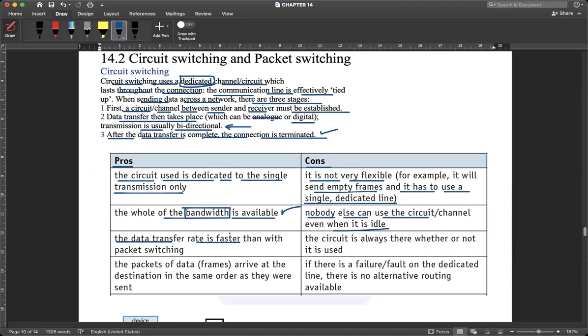Number three, the data transfer rate is faster. I discussed up there, it is faster. The circuit is always there whether or not it is used. If you're not using it or using it, it is available. So this should not be like that. If you're not using it, the circuit should be used by any other user; this is my thought. If you're not using the transmission, the other person can use the transmission. But in circuit switching it is not possible; it's dedicated, so it is particularly assigned to the user. The packets of data, that's what frames, arrive at the destination in the same order as they were sent.